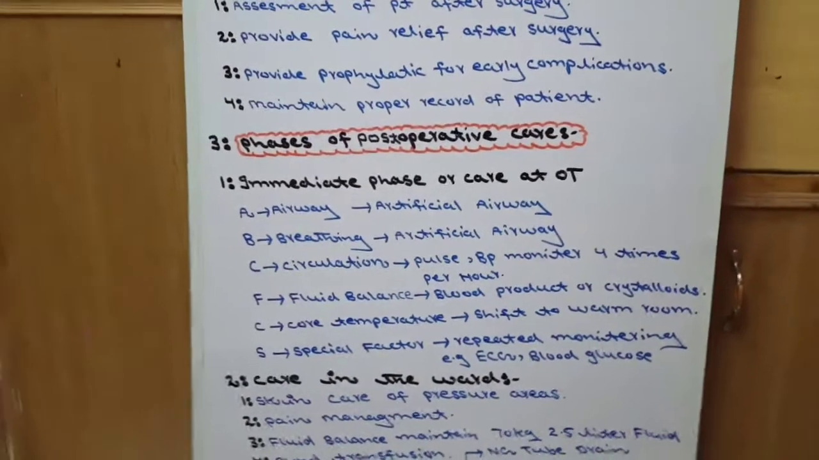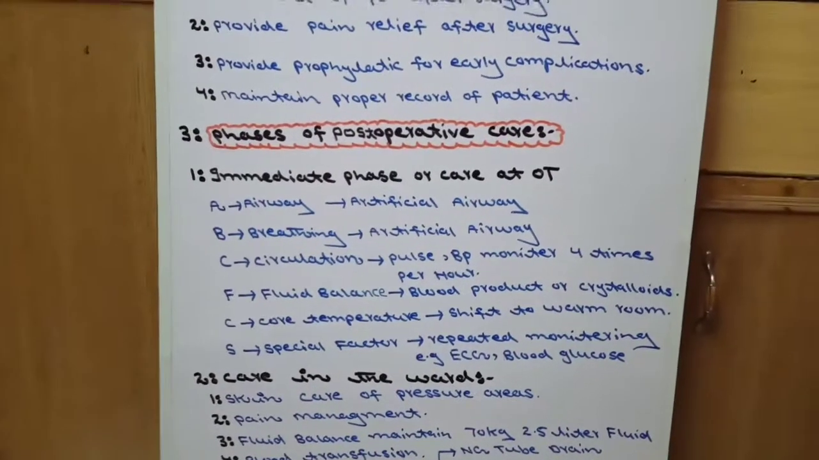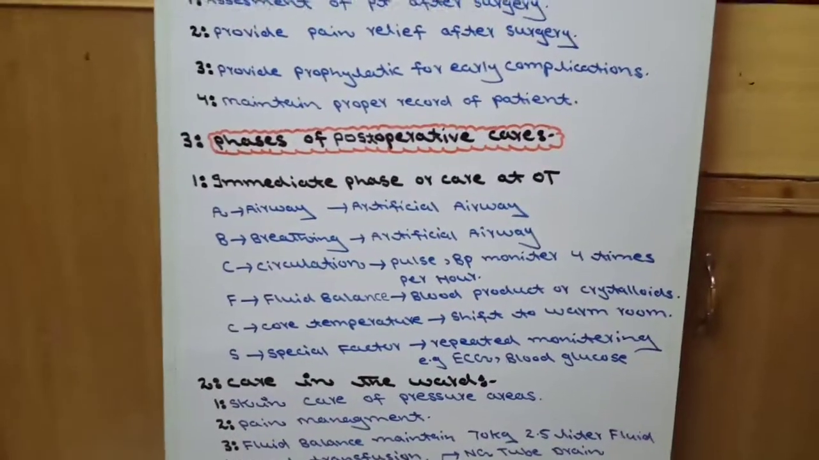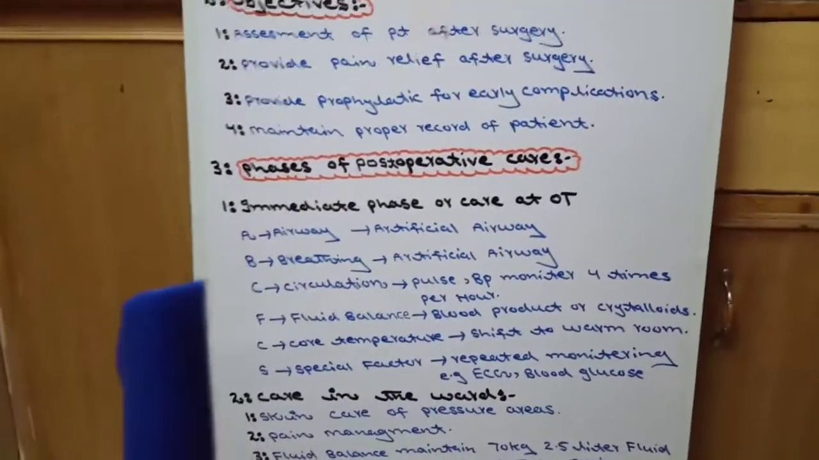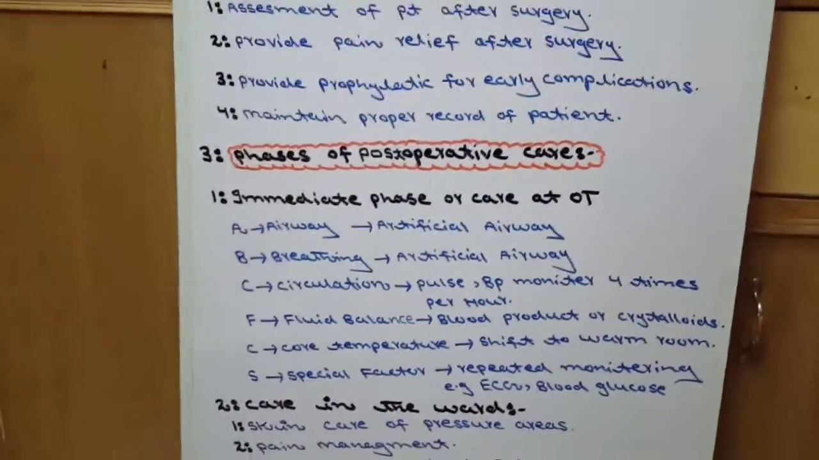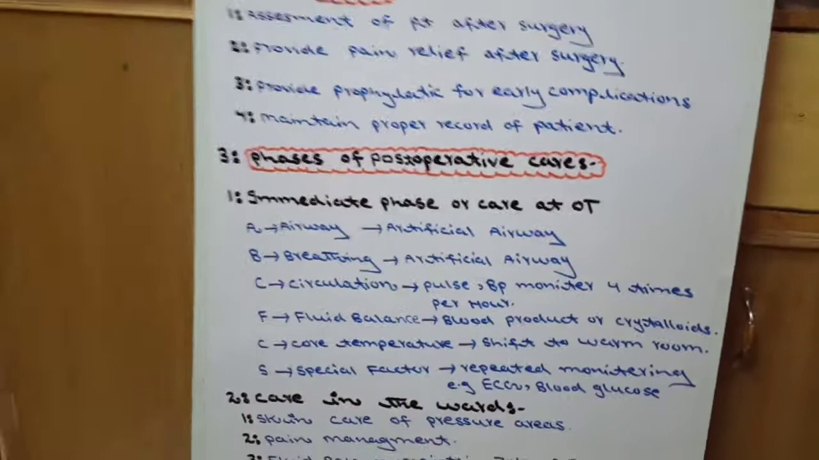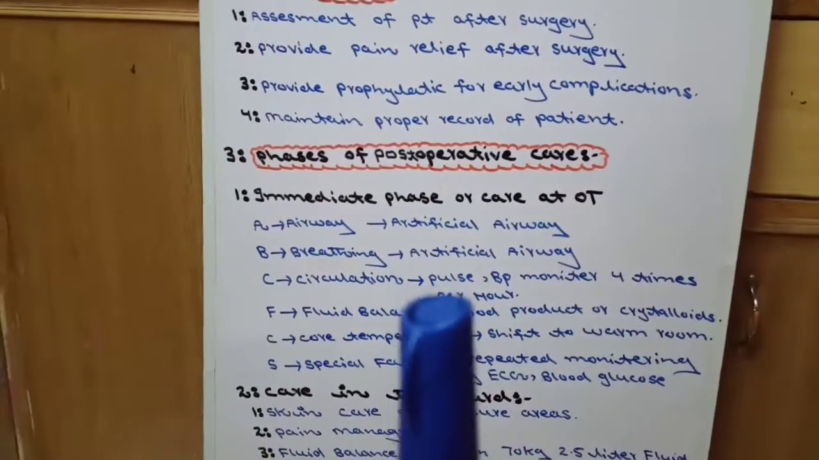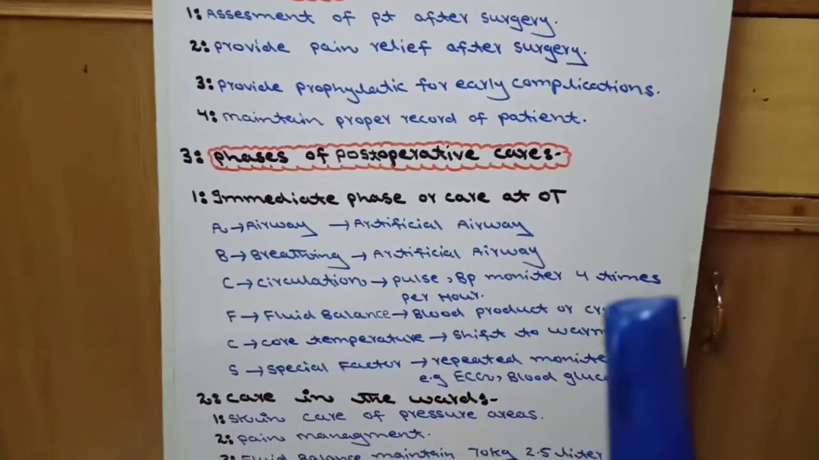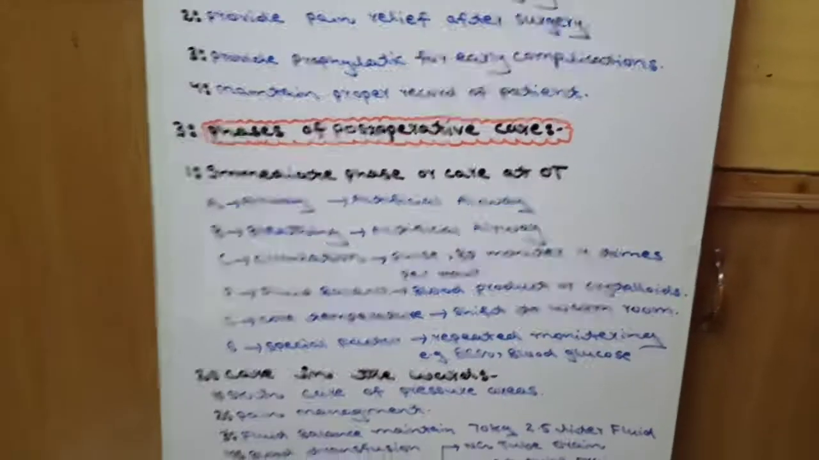Number two, breathing. We should keep the patient on artificial airway for breathing till the patient's natural airway becomes normal. Number three, C means circulation. In circulation we check the pulse of the patient and monitor BP 4 times per hour, meaning every quarter hour.